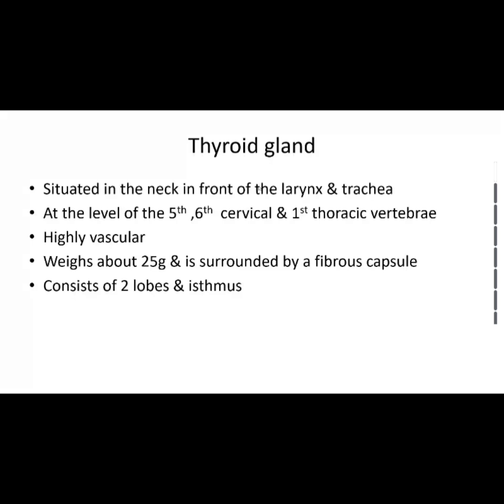You can see the approximate weight, and it has a capsule surrounding it. We have two lobes, the left and right lobes, and in between them we have the isthmus.